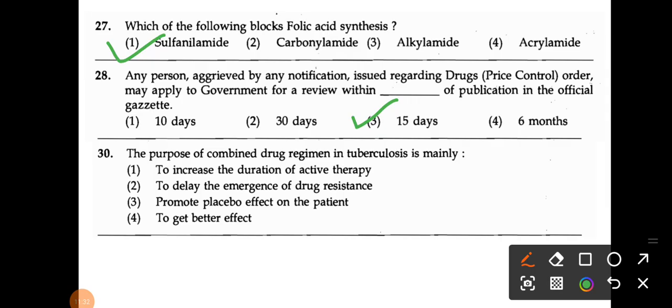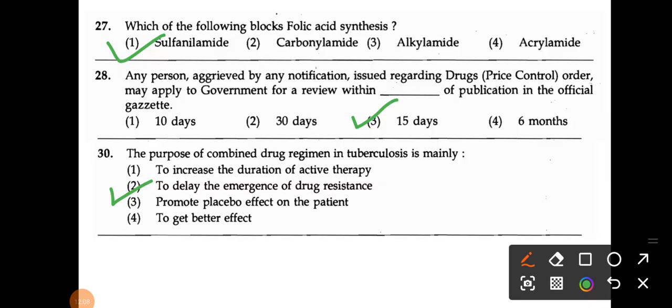The next, 30. The purpose of combined drug regimen in TB is mainly, first option, to increase the duration of activity; second, to delay the emergence of drug resistance; third, promote placebo effect on the patient; fourth, to get better effect. We have to neglect options 3 and 4, as promoting placebo is negligible. We are getting confused between the first two: to increase the duration of activity or to delay the emergence of drug resistance. Here option number 2 is correct, to delay the emergence of drug resistance.